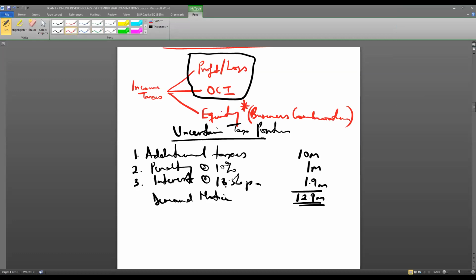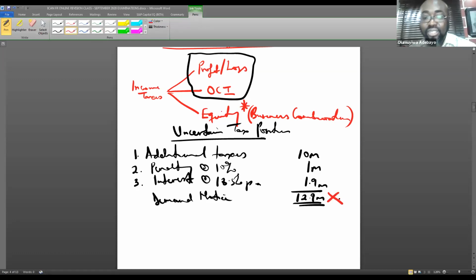12.9 is not an income tax. Neither is the interest an income tax, nor the penalty. Let's go back to what an income tax is. Income tax is a tax that is charged on profits. Now, the only one that arose from profits is the additional taxes, because for there to be additional taxes, there's an adjustment against that profit, and that profit is not the appropriate profit. And that's what brought about the 10 million.